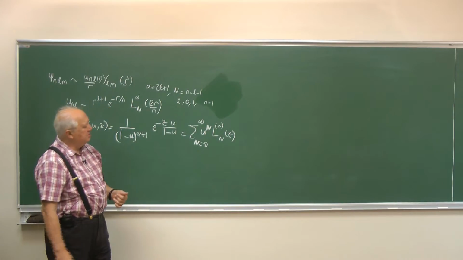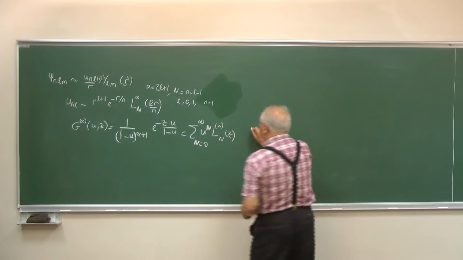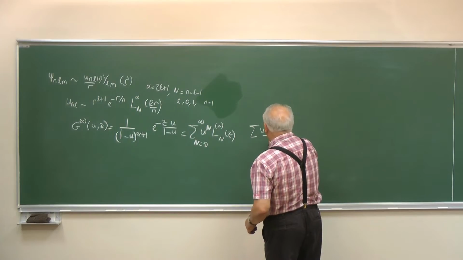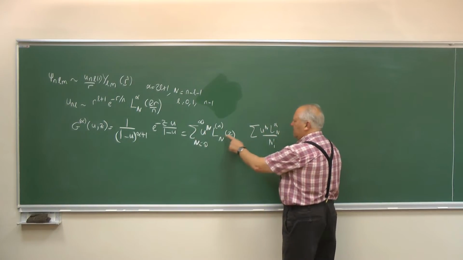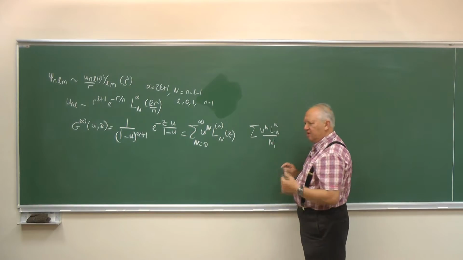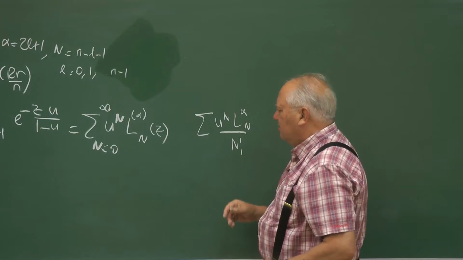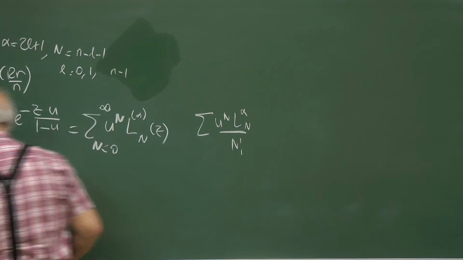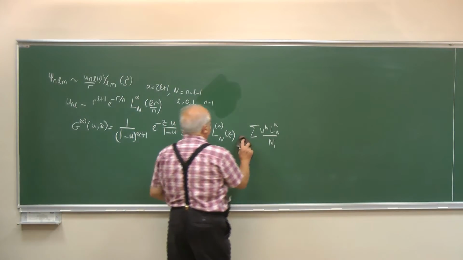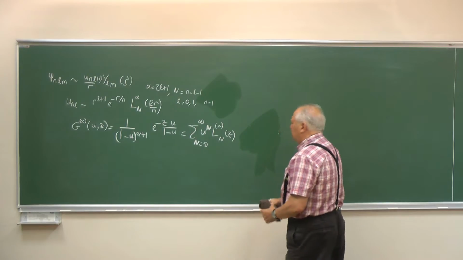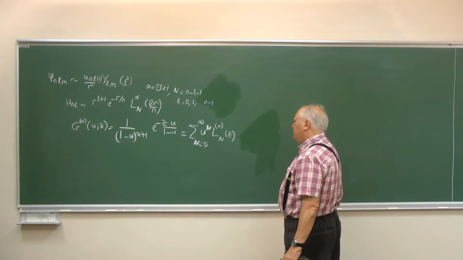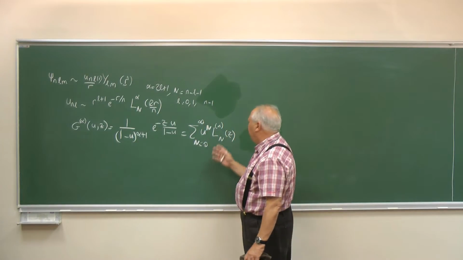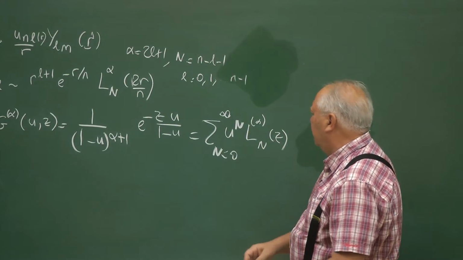And I again remind you, in some books and papers, you will find this expression, u to the n L alpha n over n factorial. So these are related to each other with an n factorial. So one has to be careful from which definition one is starting. We shall use this one. So I'm erasing that. This lecture's first part will be using the generating function to obtain various relations between these associated Laguerre polynomials.